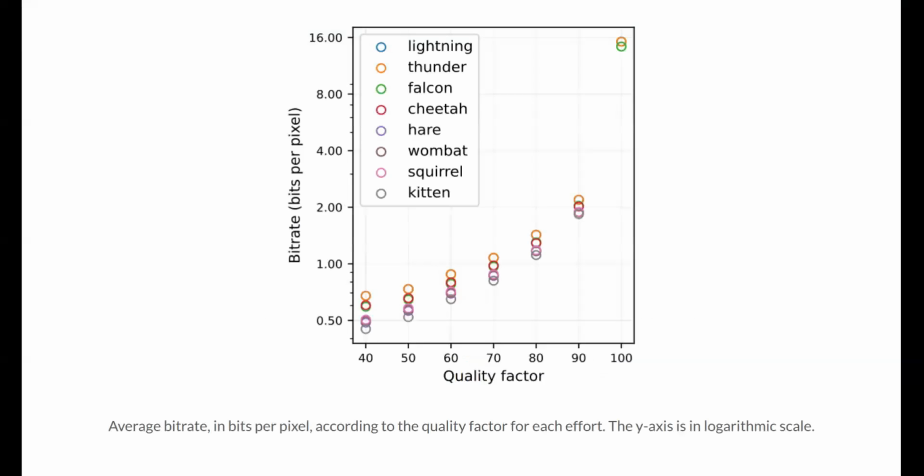The behavior of JPEG-XL is not deterministic. Images with different content and resolution yield different results. However, effort generally offers diminishing returns. For example, kitten compared to cheetah allows an average bitrate saving of 10% while being 98% slower to encode. For an image of 640 by 640 pixels, this is an increase of almost 500 milliseconds in encoding time.